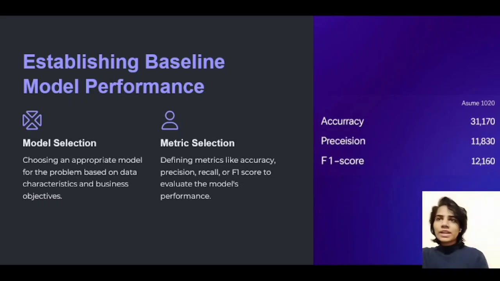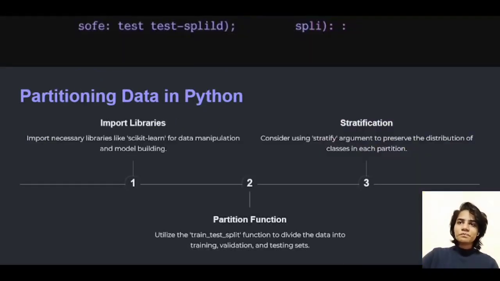So moving on to next, establishing baseline model performance. Model selection, metric selection. What is model selection? Choosing an appropriate model for the problem based on data characteristics and business objectives. Now what is metric selection? Defining metrics like accuracy, precision, recall or F1 score to evaluate the model's performance, right?